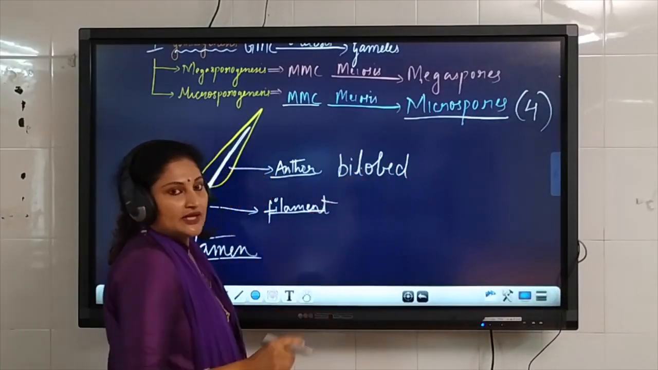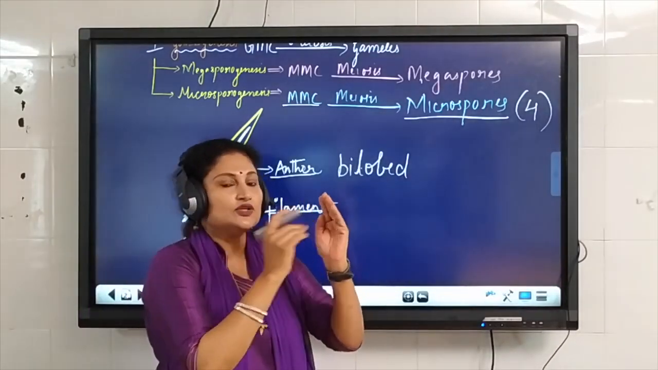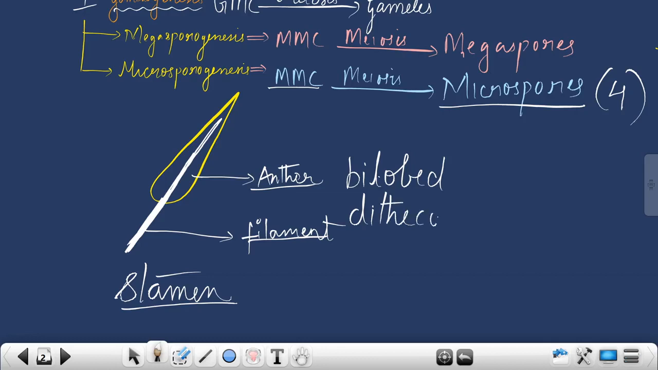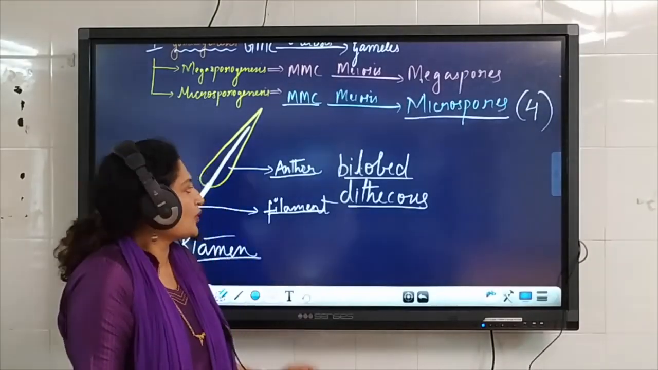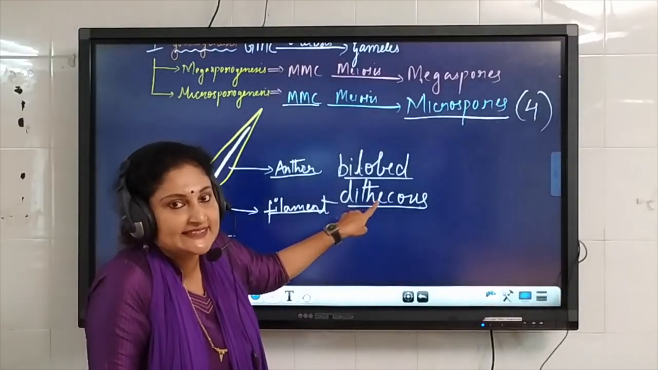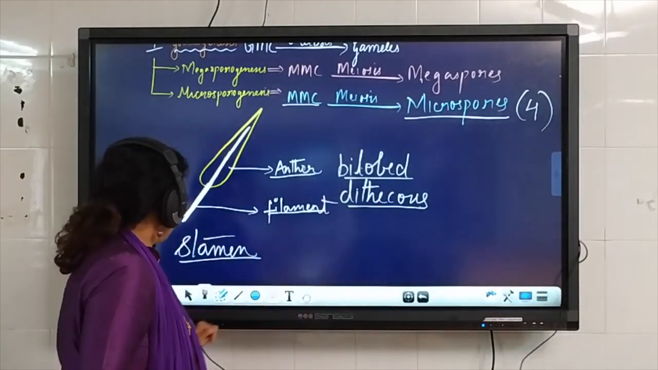And not only that, in each lobe there are two thecas. So it is called dithecous. So the lobe is not single, it is bilobed with two theca in each lobe. Therefore it is referred to as dithecous.